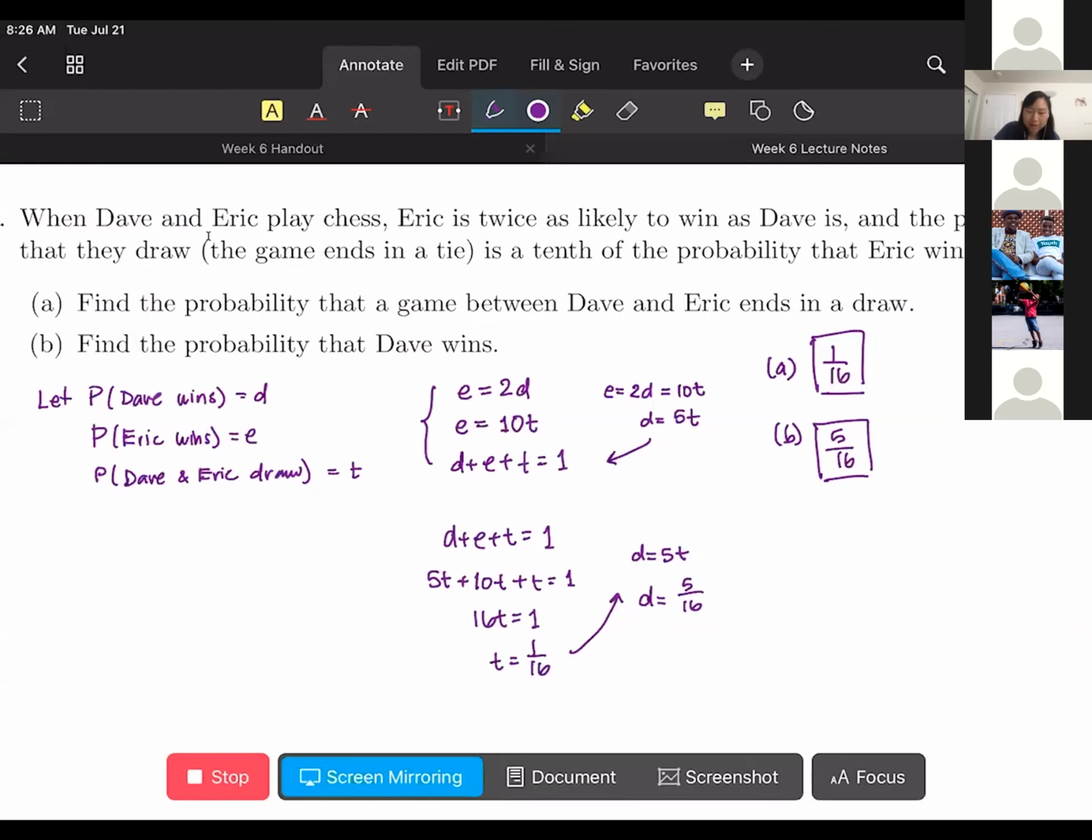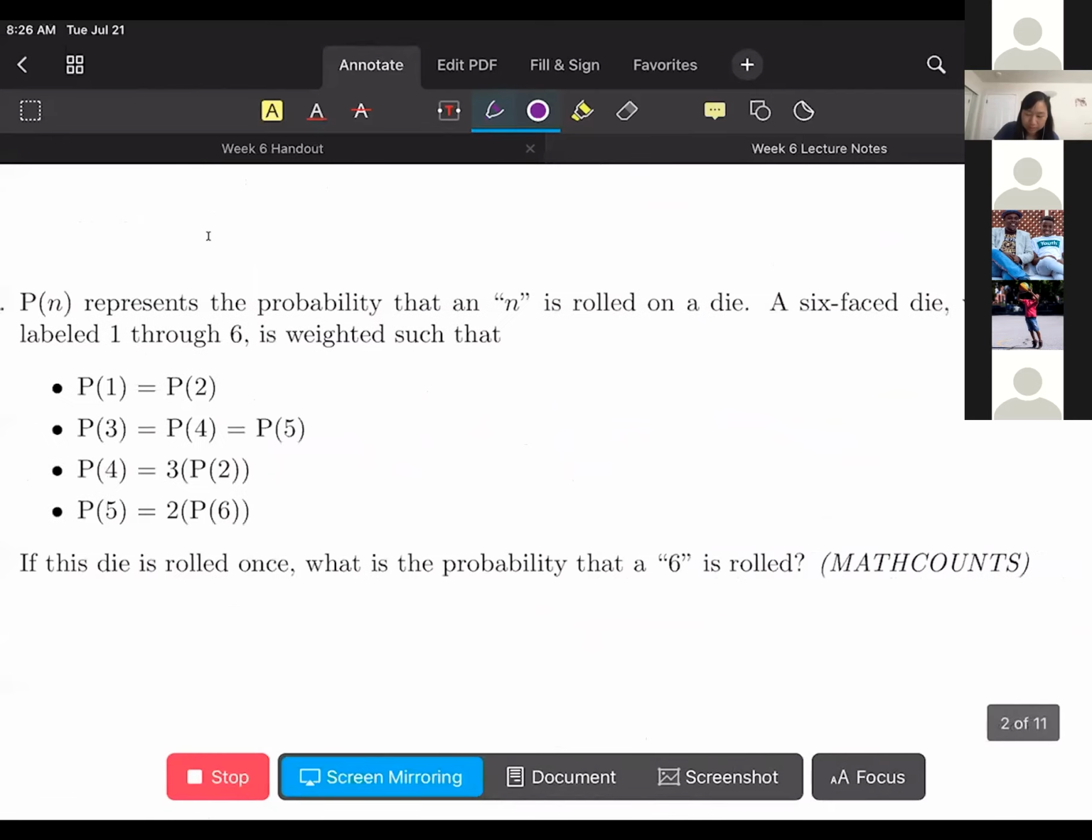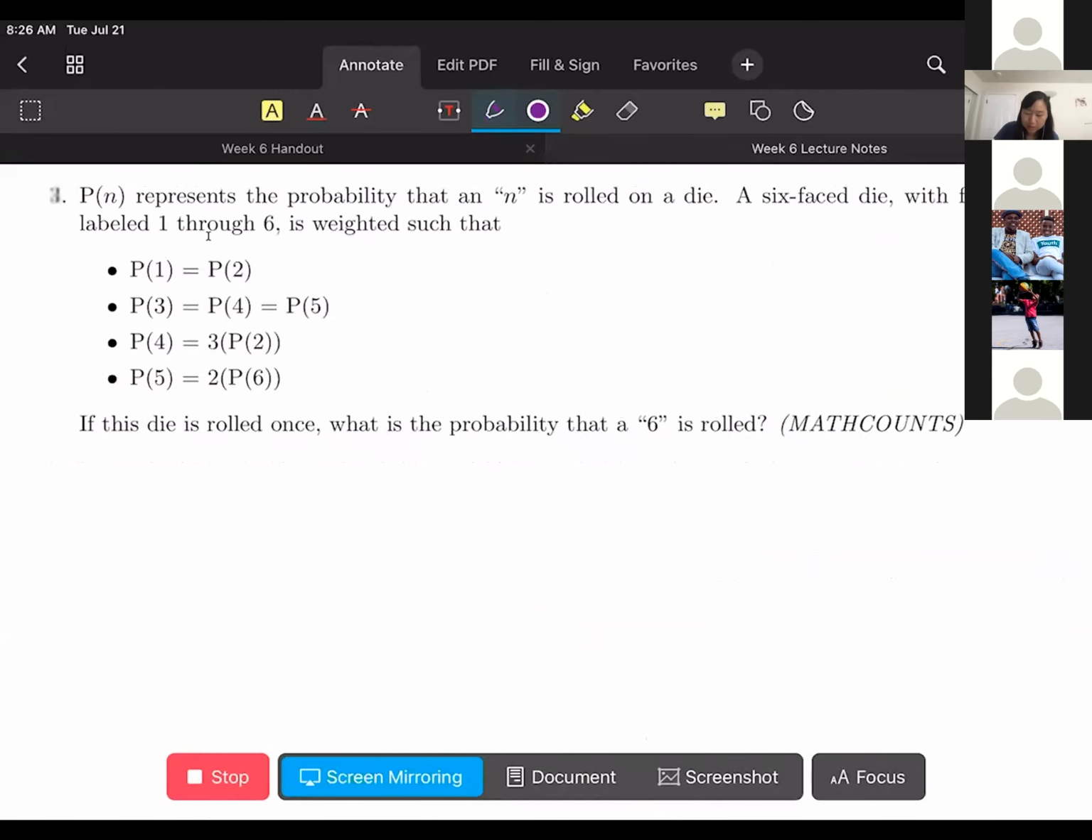All right, I have a couple more prepared just to get the hang of this concept on some harder ones. So here we have a different problem. Say we have this notation Pn, which represents the probability that an n is rolled on a die, a 6-face die with faces labeled 1 through 6.